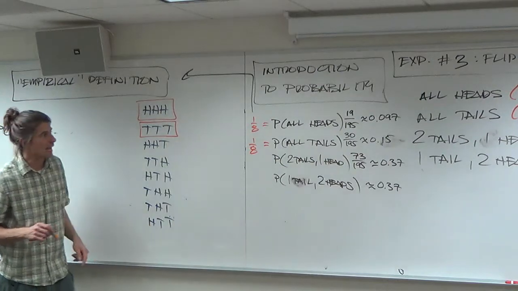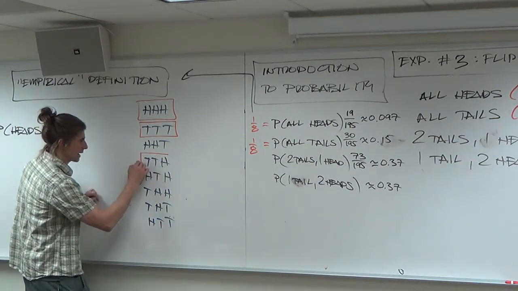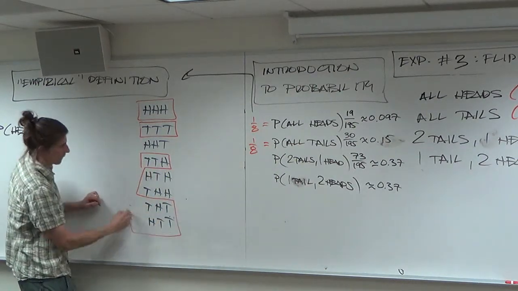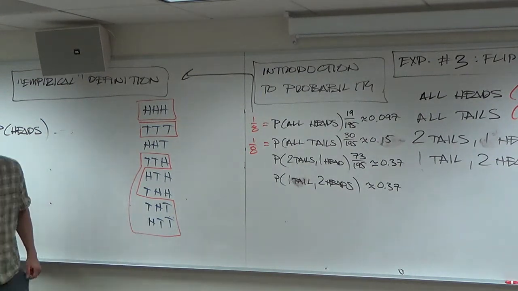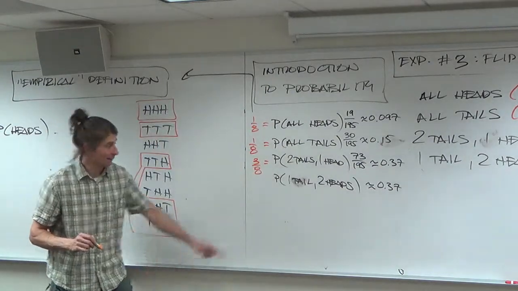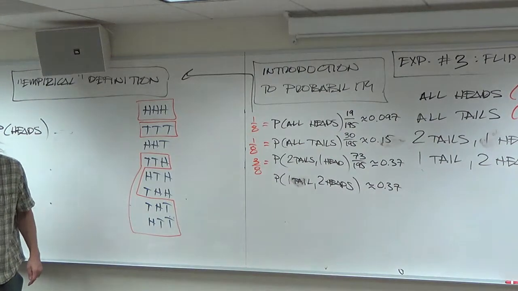And last but not least, how about 2 tails, 1 head? Well, let's see, 2 tails, that's this guy, and these two guys, right? There's 2 tails, 1 head. That's 3 in 8. 3/8 as a fraction is about 38%. Perfect. Well, perfect-ish.